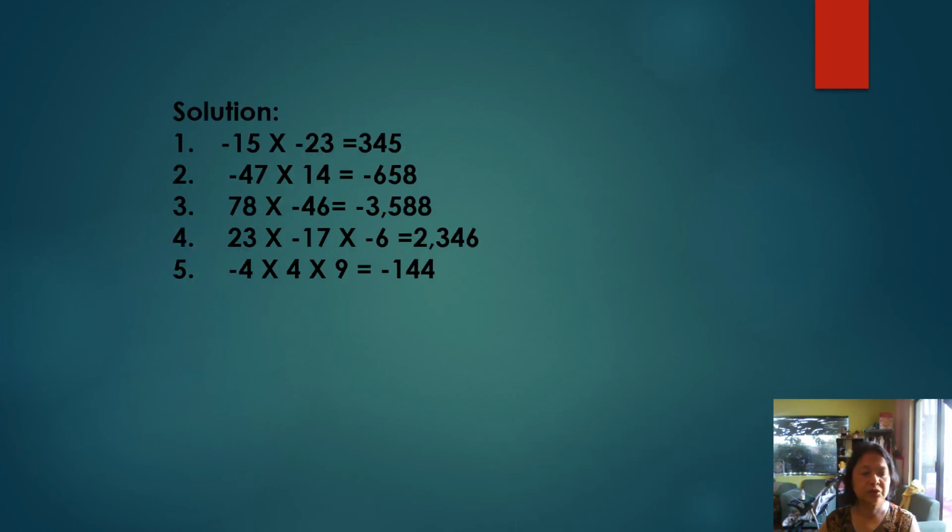So here's the solution coming from my students. Number 1, negative 15 times negative 23 according to them is 345. Number 2, negative 47 times positive 14. Sabi nila, ang sagot ay negative 658. Will be checked later. Number 3, 78 times negative 46. The answer is negative 3588. And number 4, 23 times negative 17 times negative 6. The answer is positive 2,346. And number 5, negative 4 times 4 times 9, negative 144.